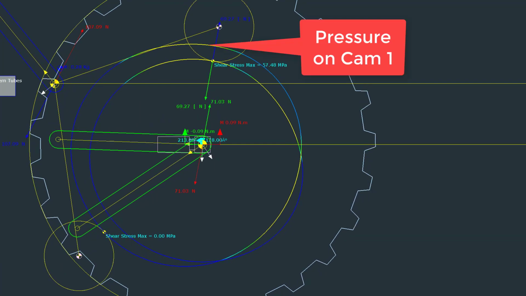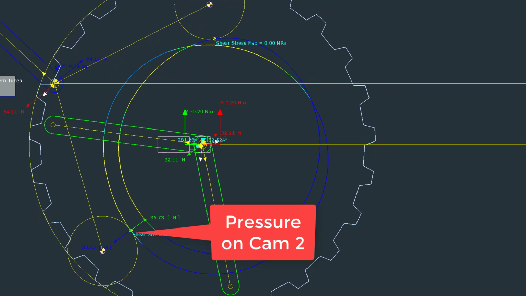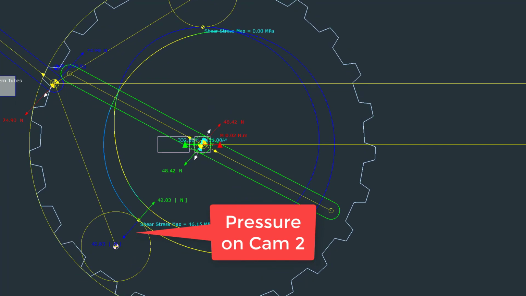The blue areas on the cam profile represent zero stress, so we can see that the pressure switches from one cam to the other at an instant in time.